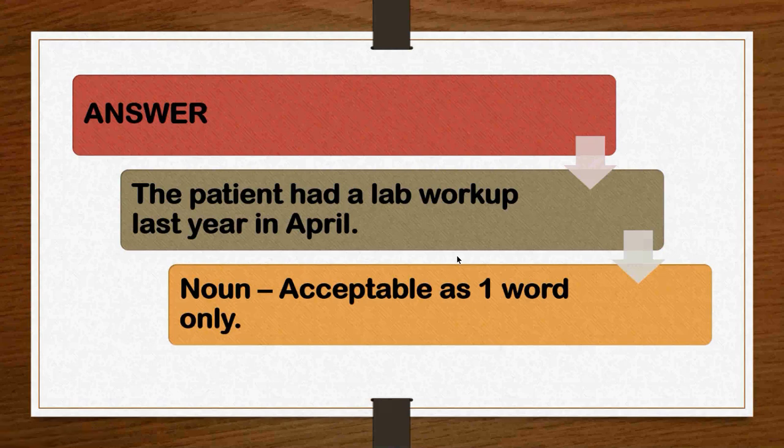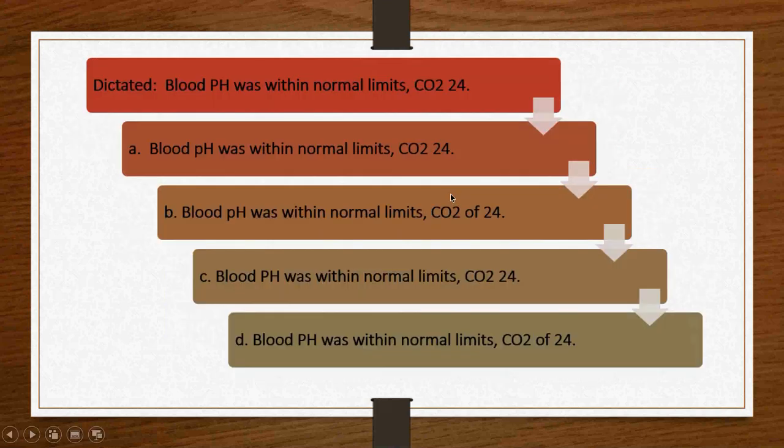Think about it as a comes before an article, comes before a noun, prepositions come before nouns, and so this patient had a lab workup. A something is going to follow. It's going to be a noun, and it's going to be one word. Okay? All right, how about this one?